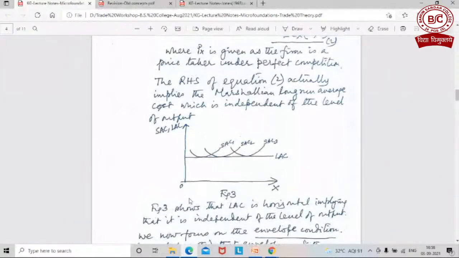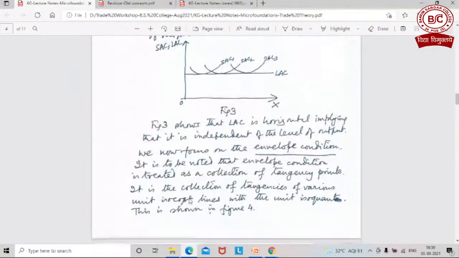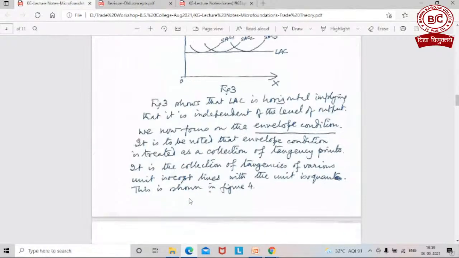But remember, this long run average cost curve is the envelope of short run average cost curves, as we find here. They are tangent to the minimum points of SAC here. This is a special case because LAC is horizontal, because we have constant returns to scale. So we shall now consider this envelope condition. Here, envelope condition does not necessarily mean the tangency of all short run average cost curves. We can have an envelope condition in the context of isoquants as well, as I shall show.